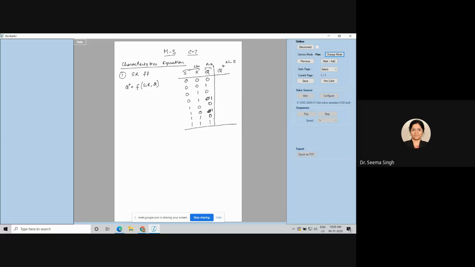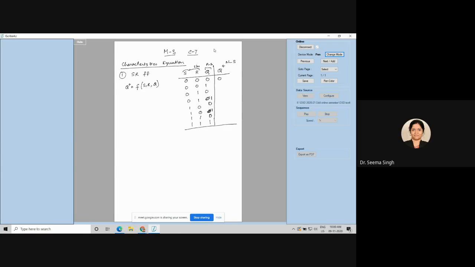So now you have to tell me quickly. Okay, 2, 3 of you can unmute yourself and tell me quickly. If S and R are 0 and 0 and present state is Q, what should be the next state? It will be Q only. And what is my Q? Q is 0. So it will be 0, right?